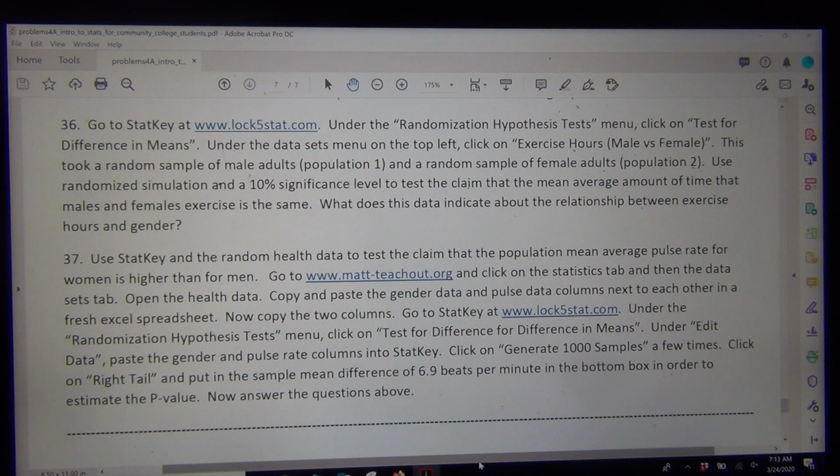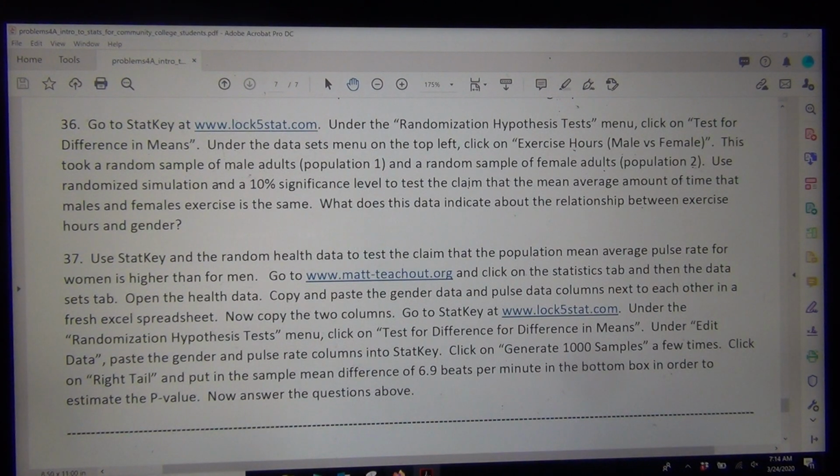So again, we'll go ahead and do that. They said that male was population 1 and female was population 2. Remember, whenever you're dealing with two populations, it's really important to know what was population 1 and what was population 2. In this case, we're going to assume they're the same. So mu1, the population mean average exercise hours for males, is equal to mu2, the population mean average exercise hours for females. That's going to be the null hypothesis because they're equal. Meaning the alternative would have to be not equal. So we're going to do a not equal, so that would make this a two-tailed test. So let's go to StatKey and go ahead and get our numbers.